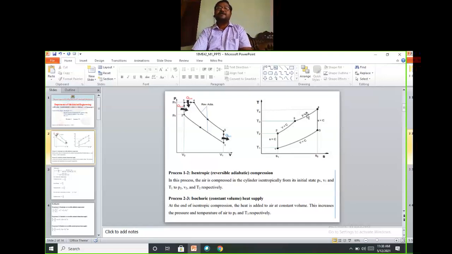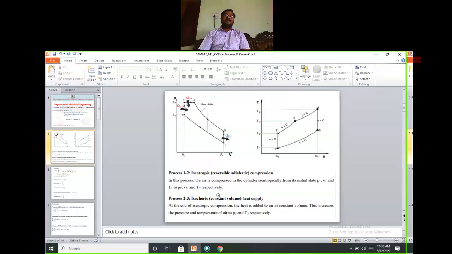3 to 4 is pressure is equal to constant. 4 to 5 is again entropy is equal to constant, but it is a heat rejection process. And then this is the 5 to 1.